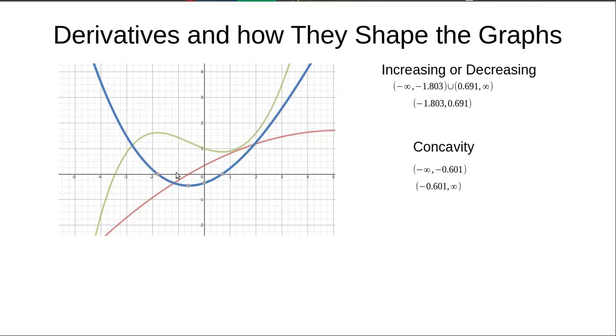So the second derivative can tell us concavity. When the second derivative is below the x-axis, the function is concave down. And when the second derivative is above the x-axis, the function is concave up. When the second derivative crosses the x-axis, that is known as a point of inflection. So we can see here the function is always curving down, and then it starts curving up once the red function crosses over the x-axis.